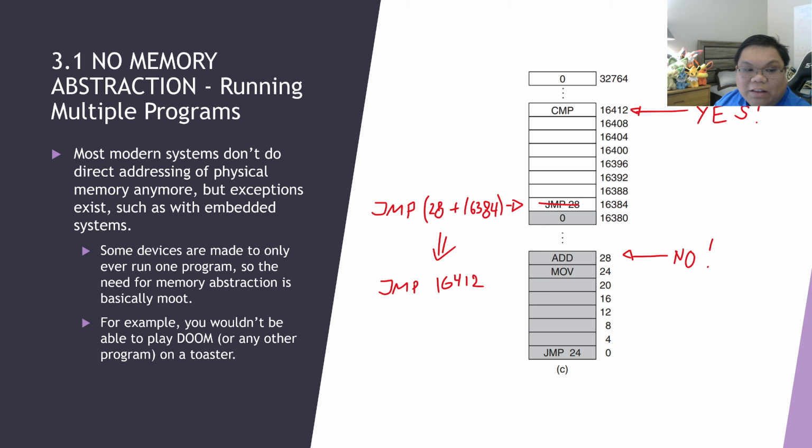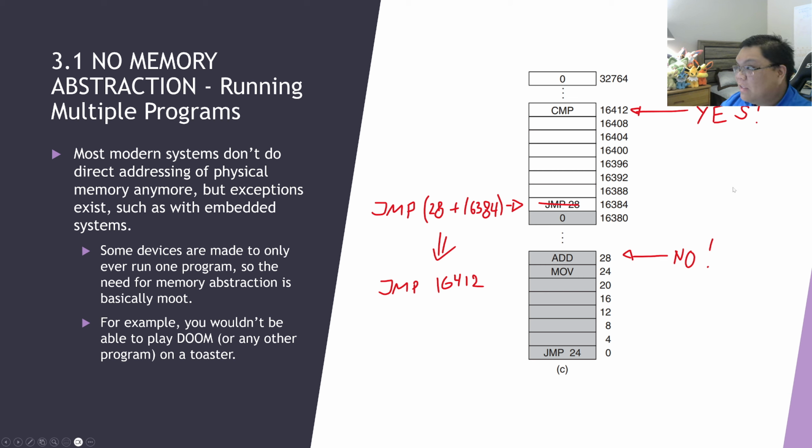You wouldn't want to play Doom on a toaster. You can't play Doom on a toaster, because the toaster is designed for making toast out of bread, not for headshotting demons.